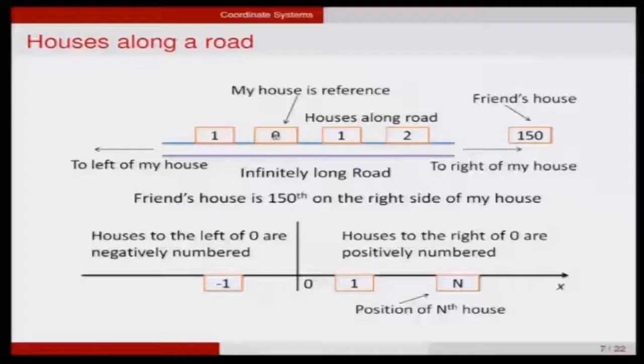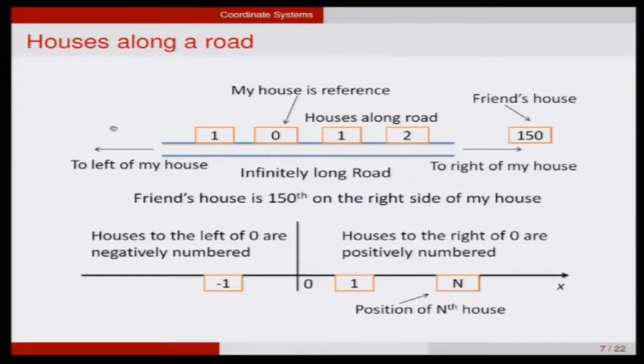Now, what I start doing is, there are different houses along the road, I start labeling all these houses. So, I label the houses 1, 2, 3, 4, 5. For example, my friend's house happens to be the 150th house from my house. So, this friend's house is the 150th house from the reference house which is my house. So, I label them as 150, then I have 151, 152 and so on, and it will continue like that. There are houses to the left of my house as well. So, I will label them also 1, 2, 3, 4, 5.